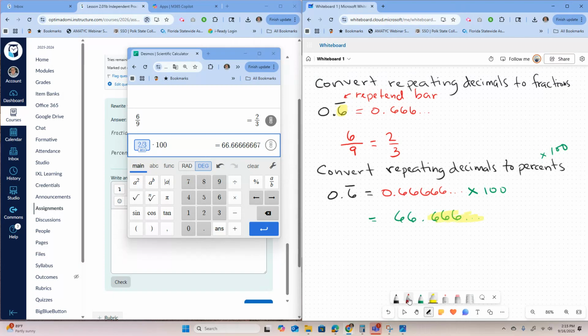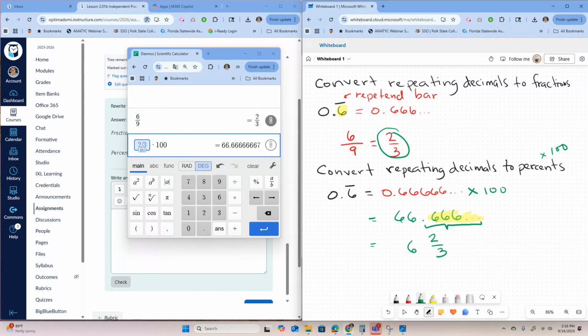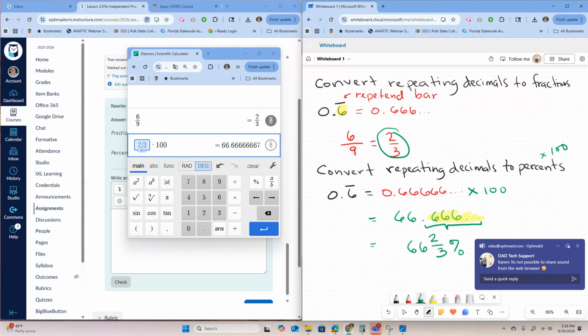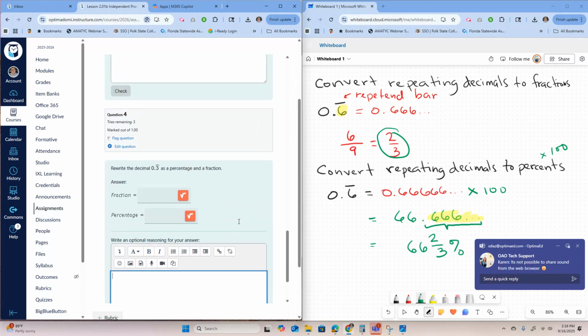Now, from the previous answer, the one I got on top, we know that what I highlighted in yellow is the same as 2/3. So I'm going to put 2/3 here. Then the 66 that is before the decimal point, I'm going to put right before the fraction. And then I'm going to put the percent symbol. And that's how you answer question number 4.